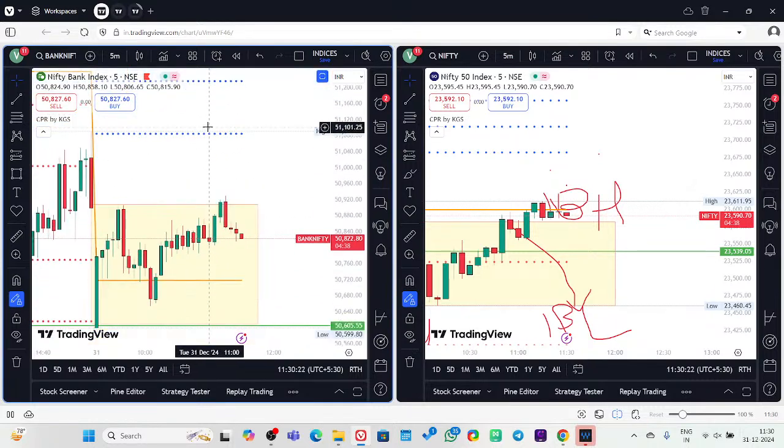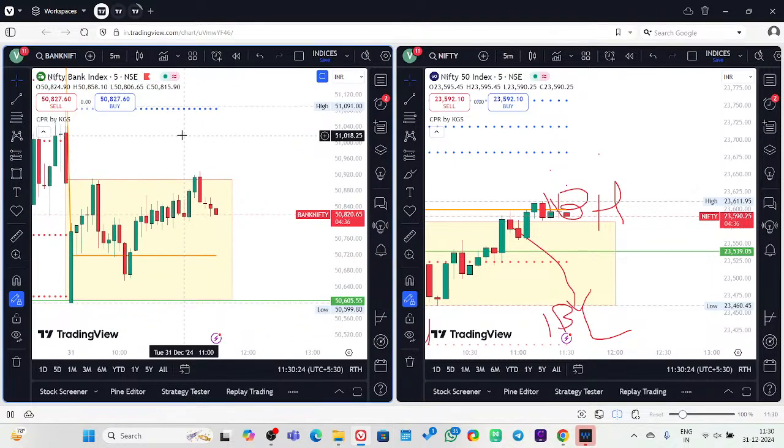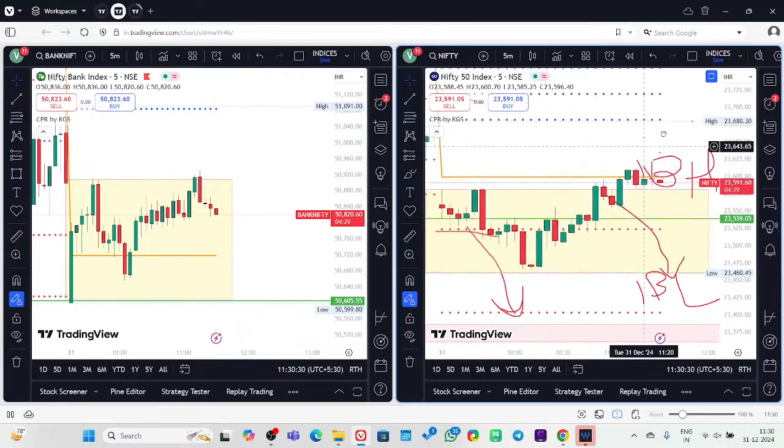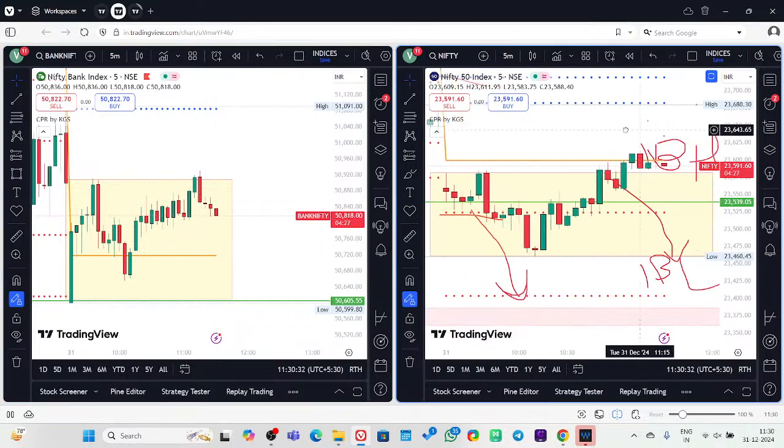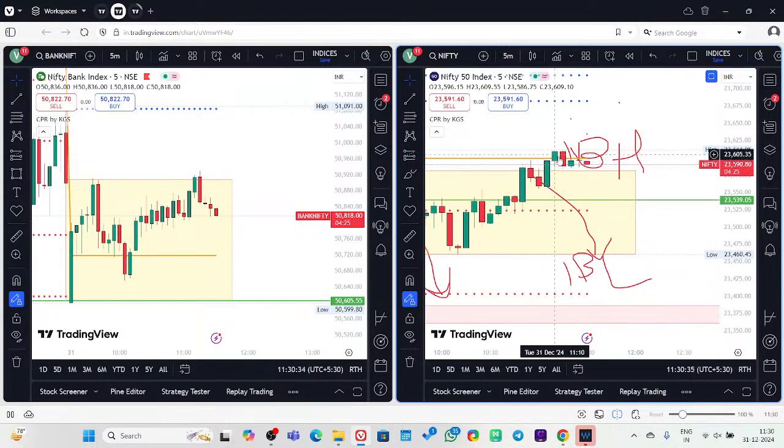So this type of analysis you have to do. The initial balance high is rejecting in Bank Nifty, and Nifty triggered the SL and is staying in the zone. Okay, Bank Nifty is moving downwards.